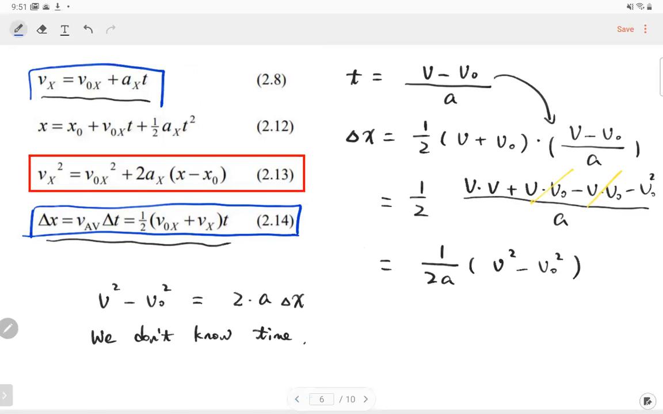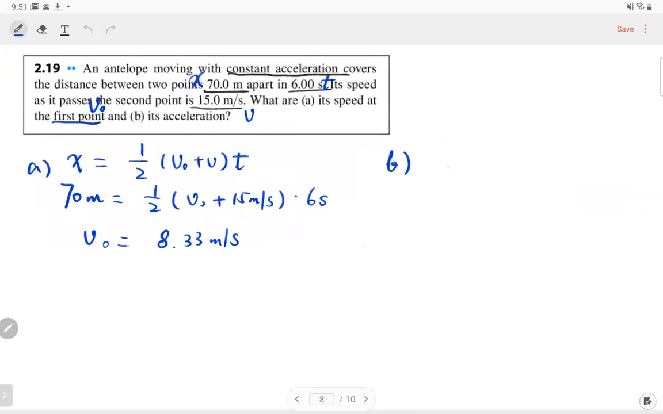The first equation is easy, right? So we have final velocity, initial velocity, and time. We have final is 15 meters per second, initial is 8.33 meters per second plus a times 6 seconds. So the acceleration is solved. Let's see, what's the acceleration? That's 1.11 meters per second squared.